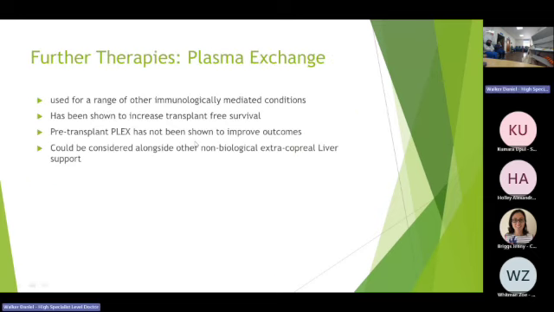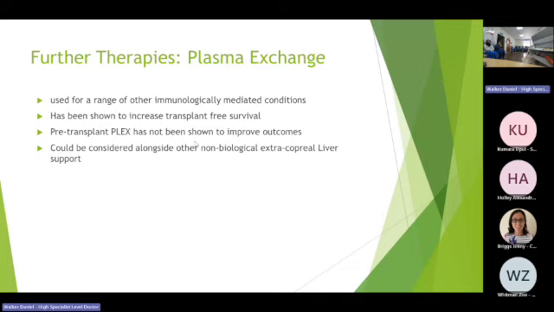So Plex has got some evidence for it. If you think about the pathophysiology of acute liver failure, the immune response, it probably makes sense to try and remove some of that and put in some normal plasma. It hasn't been shown to improve outcomes pre-transplant, so it's more in patients who don't go for transplant that seem to benefit the most. And it brings us on to liver machines.